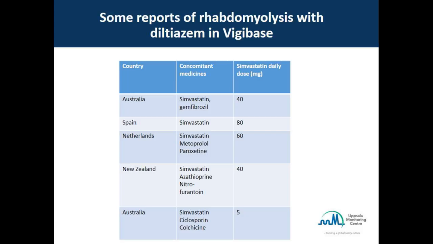Of course, gemfibrozil can also increase the risk. And also this one only took 5 milligrams daily. But why do you think they got rhabdomyolysis? Well, colchicine can cause it too, but also cyclosporin is a very strong CYP3A4 inhibitor. It's an immunosuppressant used in patients with transplants. So there was an alternative explanation for that one, which was probably not so much the diltiazem.